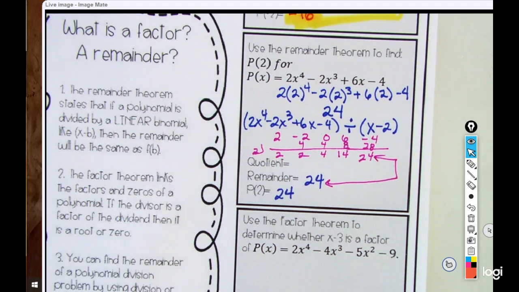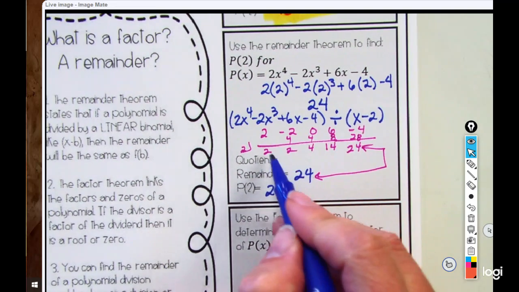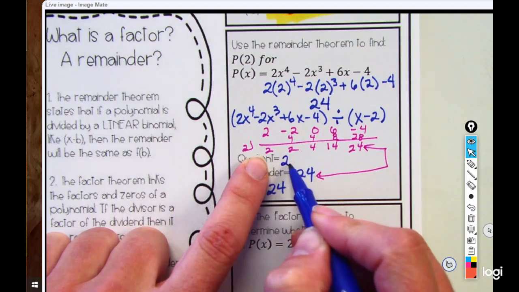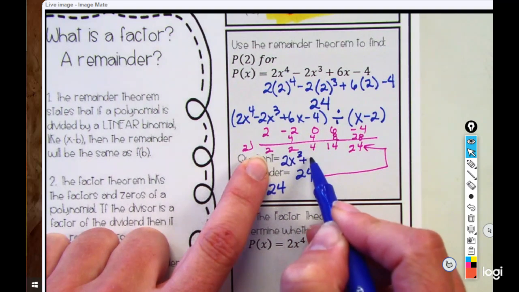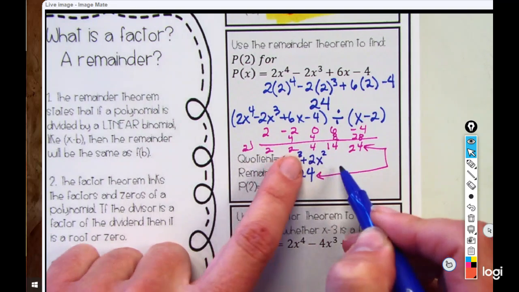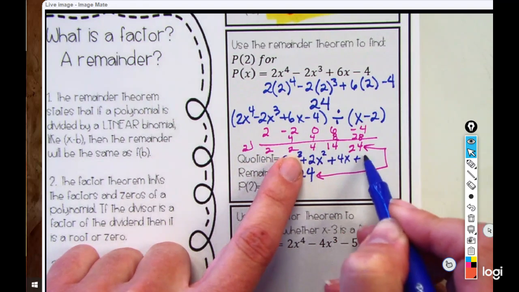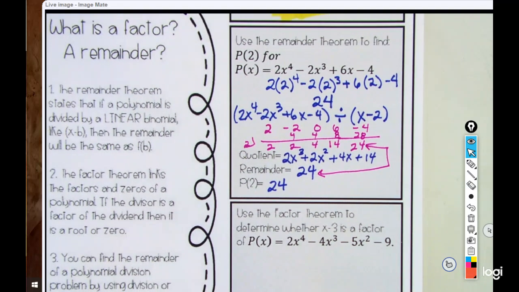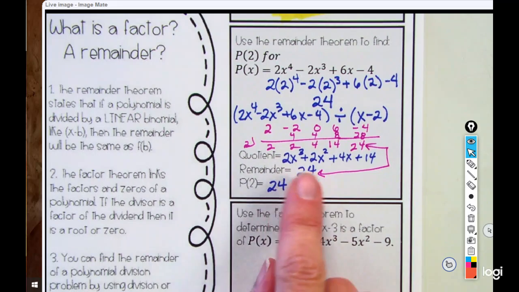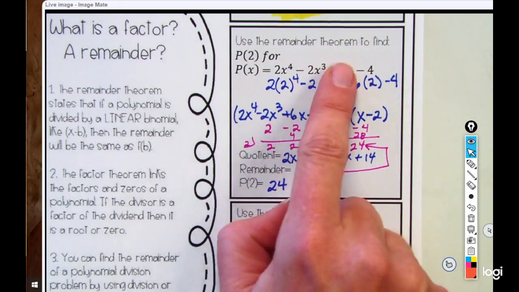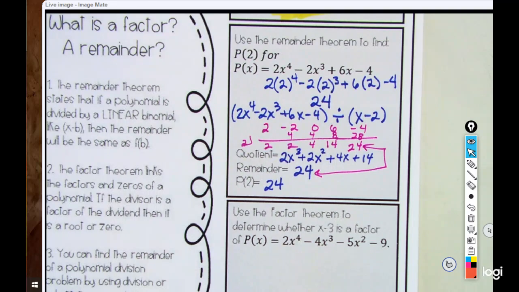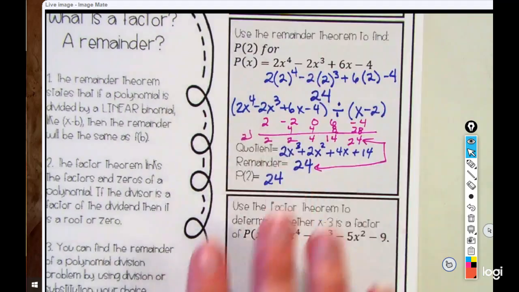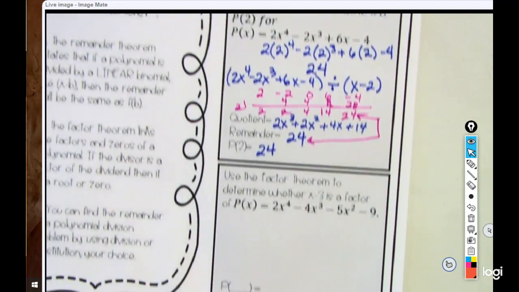Okay, quotient is what you get after you divide two things. So what's my depressed polynomial here? 2x cubed plus 2x squared plus 4x plus 14. Is x minus 2 a factor of our given polynomial? No, because we had a remainder, right? So these are the first two types of problems that are going to be in your homework. And then they twist it just a little bit.